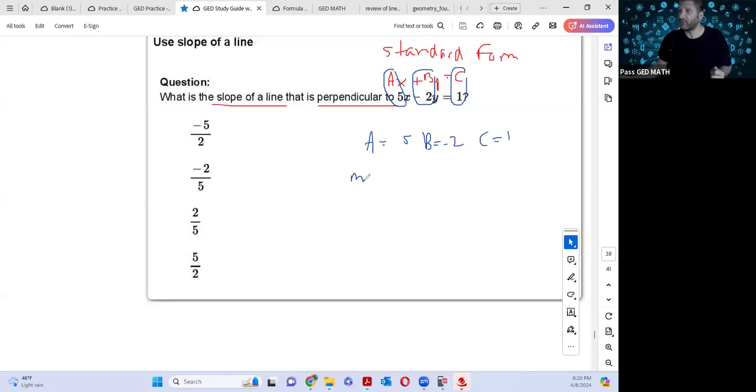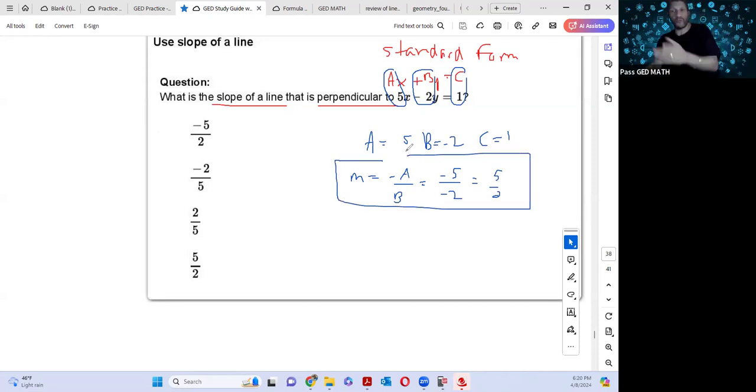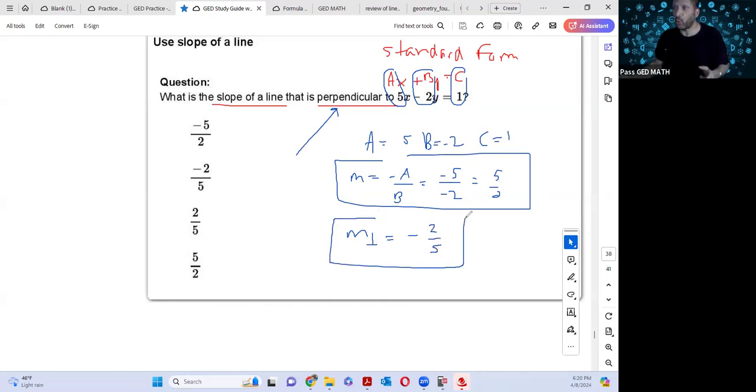To find the slope of a standard form equation, Mr. Tinsley gave me a shortcut: opposite of A over B. A is 5, so the opposite of A is negative 5. B is negative 2. Two negatives make a positive. The slope of this line is 5/2. But they don't want to find the slope of this line. They want to find the slope of a line that's perpendicular to it. So the slope of the perpendicular: I need to change my sign, which is negative, and I need to flip, 2 over 5. That's how you should be walking yourself through this problem.